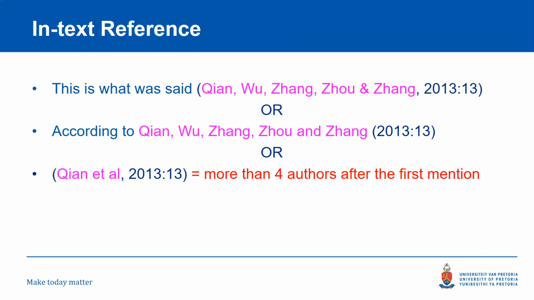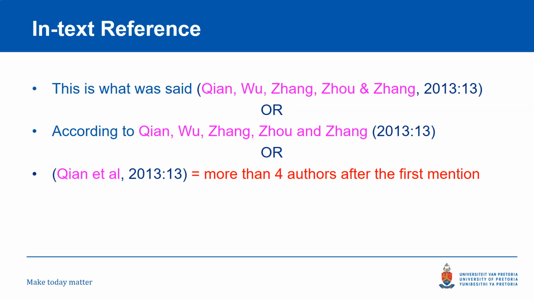So in text, it's similar to how you would do it with a book. So then you would say, this is what these authors have said, and then you have the authors in the bracket with the date as well as the page number. Very important to note is that if there are more than 3 authors, you will need to name all the authors the first instance that you use them, and thereafter you will use et al. As in the third bullet point that I've noted there.